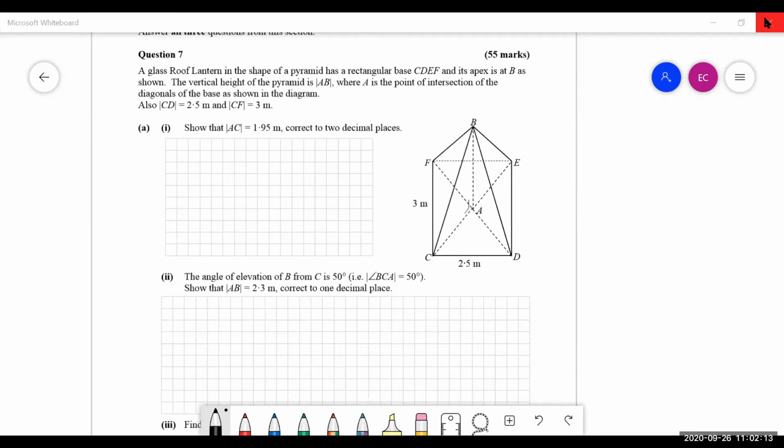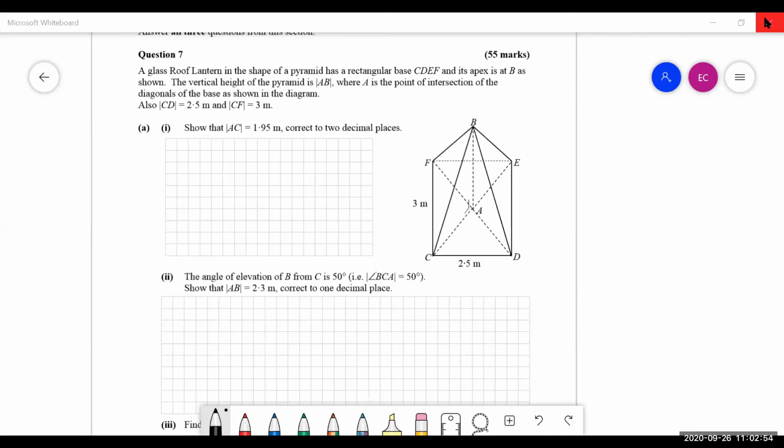So the apex of this pyramid is at B, and the vertical height of the pyramid is shown as AB. Now, some of you who do engineering drawing, technical drawing, would be familiar with the way this is drawn. The dotted lines indicate hidden lines. If we were looking down on this pyramid, you wouldn't actually see these lines, but they are given so that you understand how the pyramid is constructed.